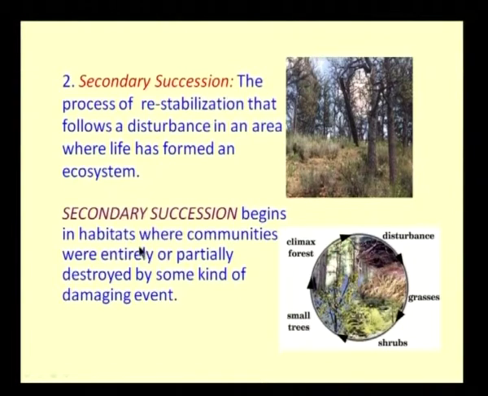So, here the secondary succession begins in habitats where communities were entirely or partially destroyed by some kind of damaging event. Here is a picture: on top you find the trees and there is some area that is cleared. This is due to some disturbance that is happening. In the picture below you find that some disturbances have occurred. In the disturbed area you first find grasses, then the shrubs and then small trees, and then it comes back to the climax forest species that will come back to the area.